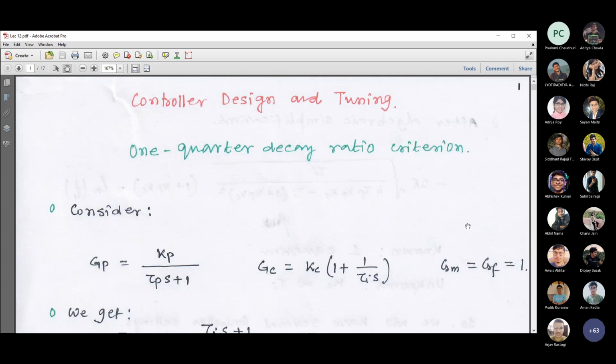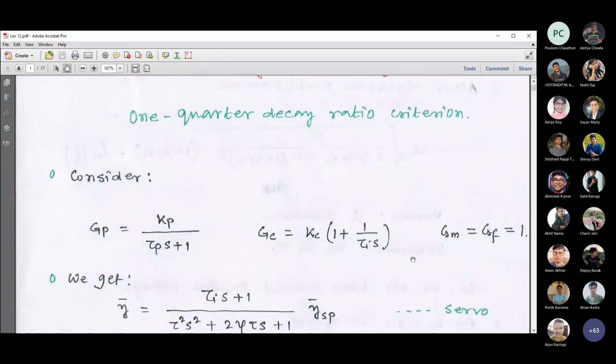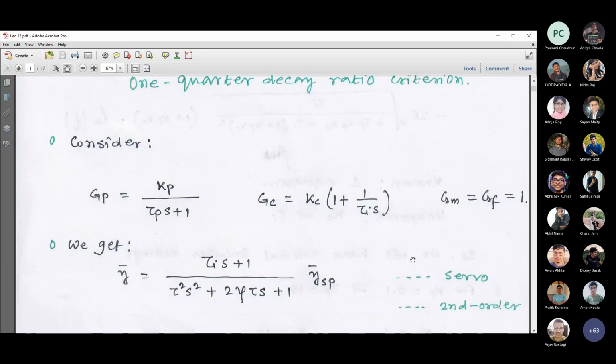Now, if we substitute these individual transfer functions in the closed loop transfer function CLTF, we get this form. If you substitute these 4 individual transfer functions in the CLTF, we get this form. Can you quickly tell me the expression for tau and zeta? Let me know the expression for tau and zeta.